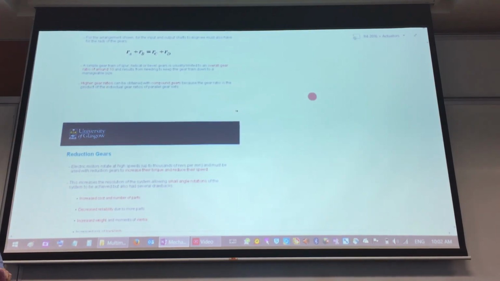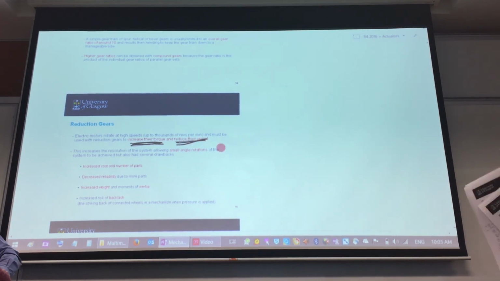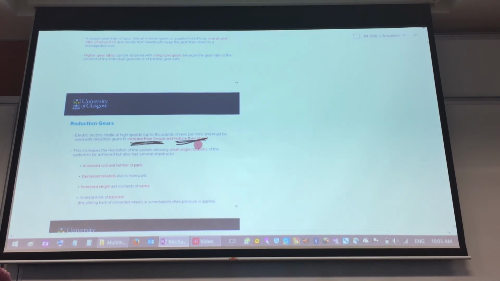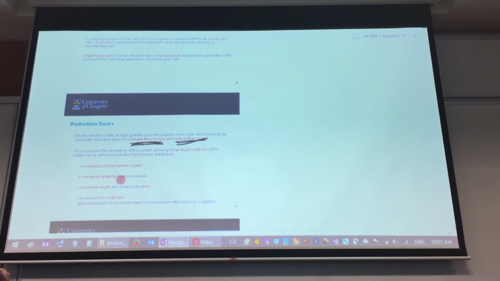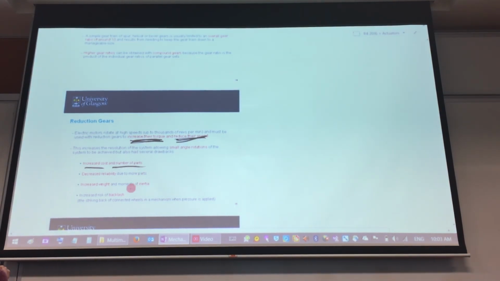It's mentioned over here, reduction gears. So although it can reduce the speed, it can also increase the torque at the same time. Later on, when we go to the topic of motor, we will talk a little bit about why reducing speed can increase the torque. So this compound gear increases cost because there are a lot more parts. It decreases reliability because there are more moving parts. It increases the weight and increases the moment of inertia. And there's this thing that's called backlash.